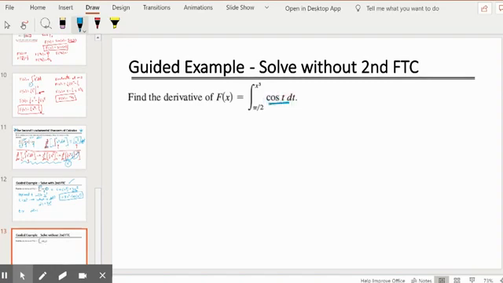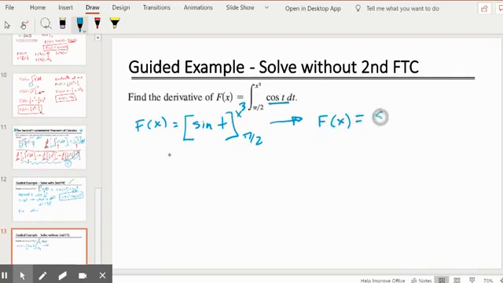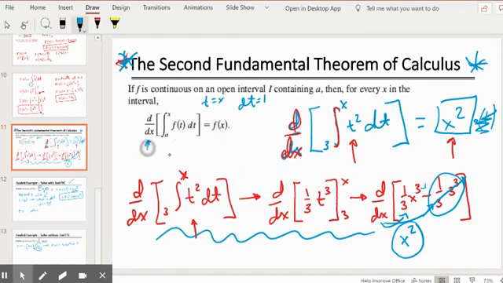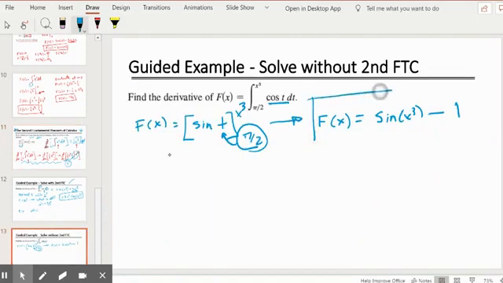So what's the antiderivative of cosine of t? So we say f of x is equal to, the antiderivative is sine of t from pi over 2 to x cubed. Now we plug in the top bound. F of x equals sine of x cubed minus, when I plug in pi over 2, sine of pi over 2 is 1. All we did so far is find the antiderivative. Remember, the fundamental theorem of calculus is talking about taking the derivative of the antiderivative. So we want to account for that. Derivative and antiderivative. So far, all we did was the antiderivative.